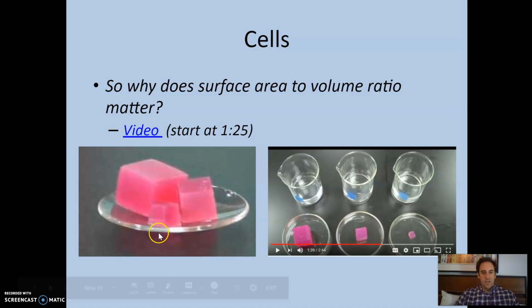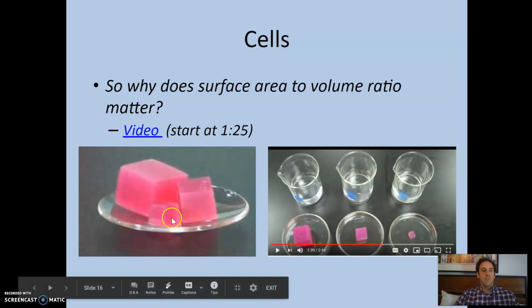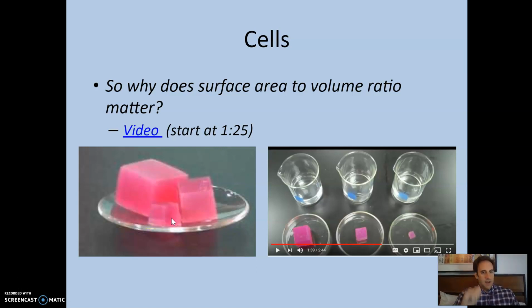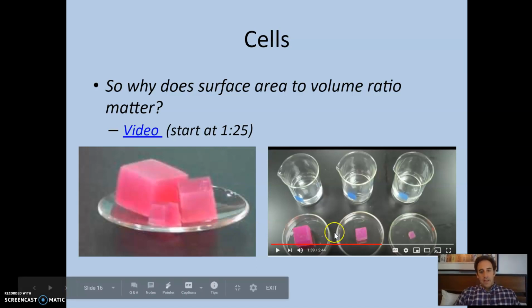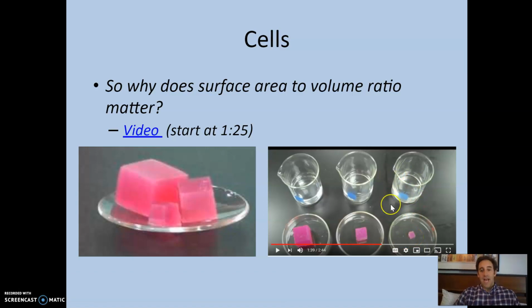So in this video, they do a demonstration where they take different cubes of agar. Agar is kind of the consistency of Jell-O, and they immerse that agar in phenolphthalein solution, which you may recall from chemistry is pink when it's exposed to a base, but clear when it's exposed to an acid. So we've got these cubes that are solid, pink all the way through, and then we take a large, a medium, and a small version of these cubes, and we toss them in a beaker of acid.